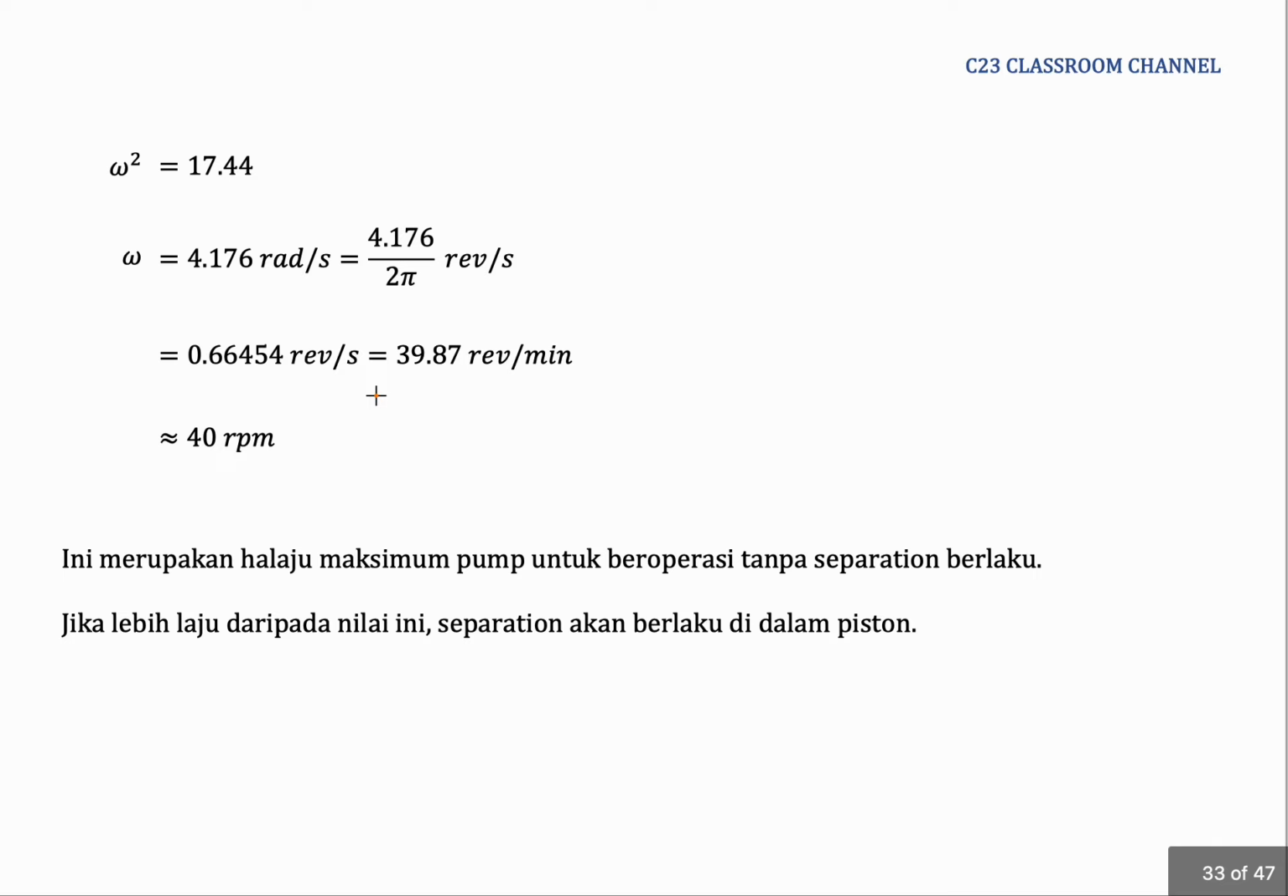So then we get 4.176 radian per second, which is equal to almost 39.87 revolutions per minute. So we could write it as 40 RPM. So this 40 RPM is the maximum pump speed that can be operated without any separation occurring inside the piston. If the speed is more than 40 RPM, it means separation will occur inside the piston.